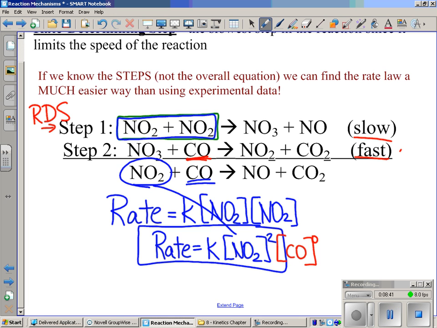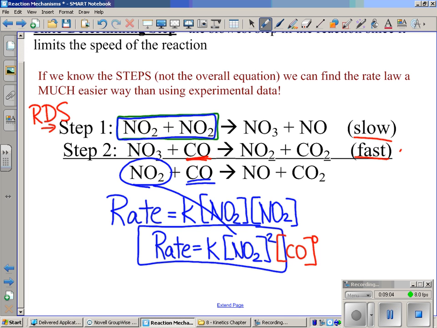But you see now why CO has an exponent of 0? It's not part of the step that matters. It's not part of the slow step. Okay, so again, the slow step is the rate determining step. And if you know the slow step of a reaction, you can actually use it to determine the rate law. Okay, fascinating technique. But again, sadly, it doesn't give us K.